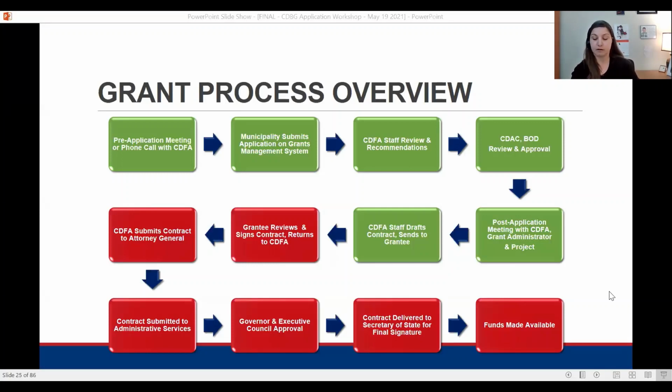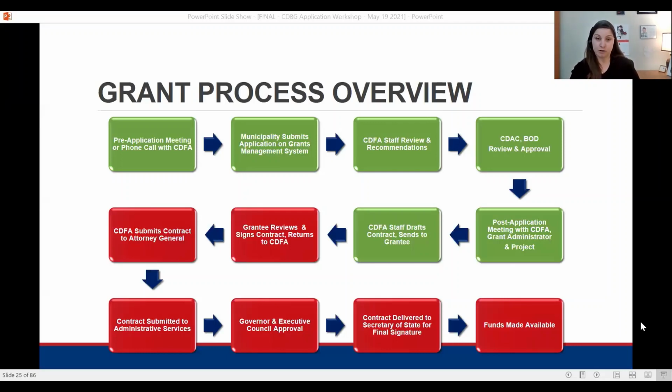CDFA staff are often called upon to explain the benefits of the project to the council before they vote. So the important thing to remember here is that the total process from CDFA approval to the Governor and Council confirmation takes approximately 4 months. CDFA does offer a bridge loan program to projects that may need funds expedited before the GNC approval, but these loans must be paid back even if GNC rejects the CDBG contract, which doesn't typically happen, but we do need to make sure that we note that.